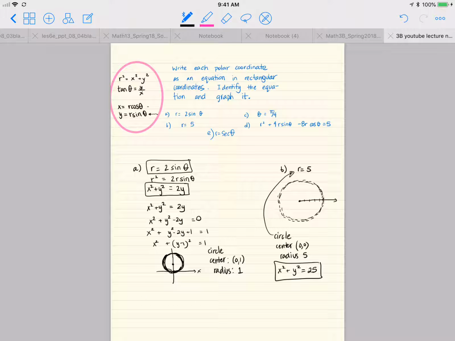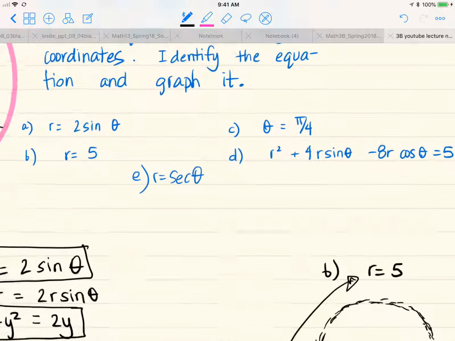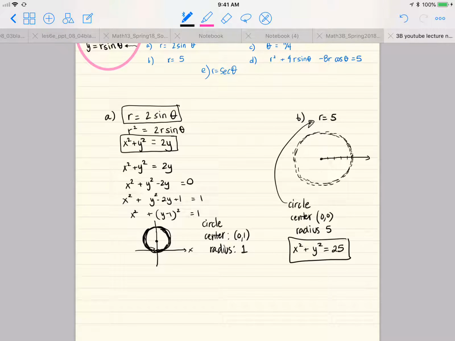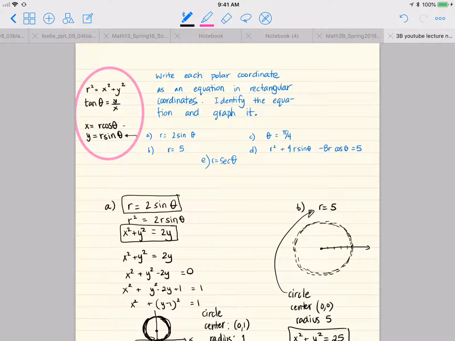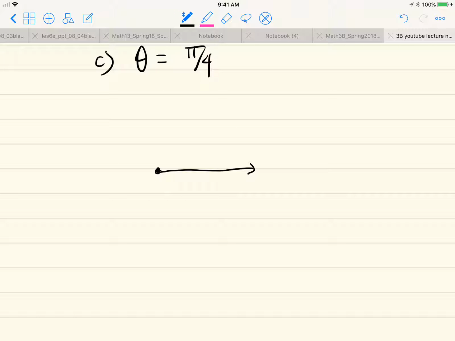Let's look at C. C is theta equals pi over 4. So for theta equals pi over 4, let's add a page below. So we've got theta equals pi over 4. Now we've got to think about what are the points that satisfy theta equals pi over 4. I'm going to start off drawing my pole and my polar axis. And I know that I'll have my concentric circles.